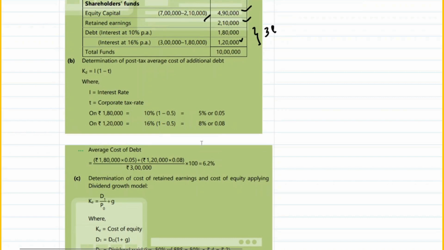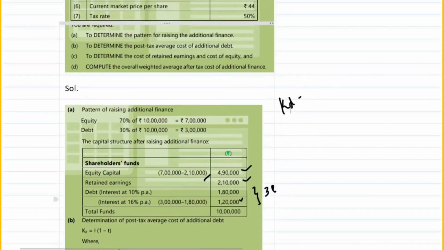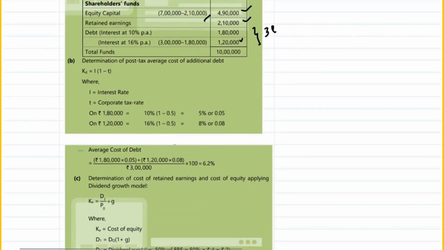So these are the individual debt elements, individual KD elements. What is asked in the question is the post-tax average cost of debt. So for the average cost of debt, what do I do? For each element, whatever is my cost of debt, I take it and divide by the total. We have divided it into two parts, 1,80,000 and 1,20,000. For the first 1,80,000 it is 10% and post tax it is 5%. So 1,80,000 into 5% plus 1,20,000 into 8%, because it is post tax. The whole divided by total debt.